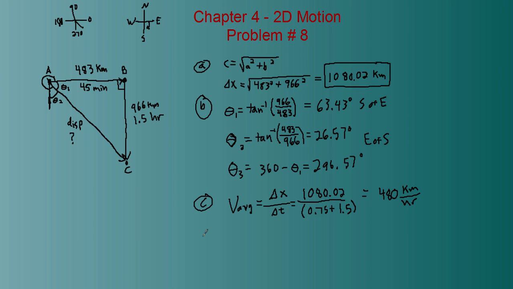What is the direction of the velocity? Well, the average velocity is along this displacement, so the direction is the same as part B, which is all of these.